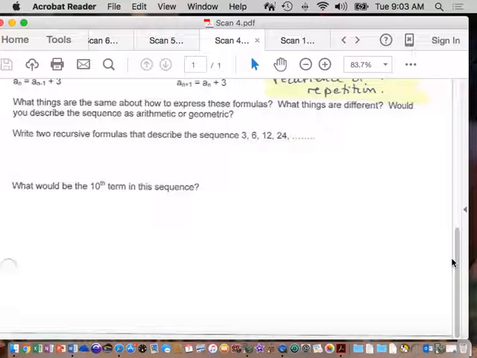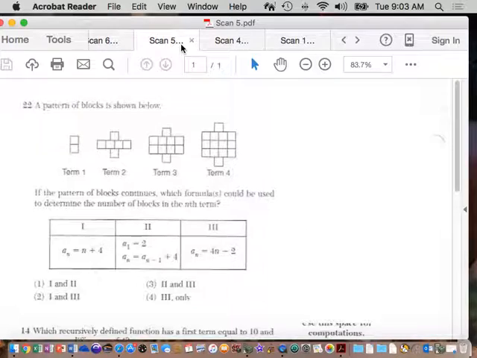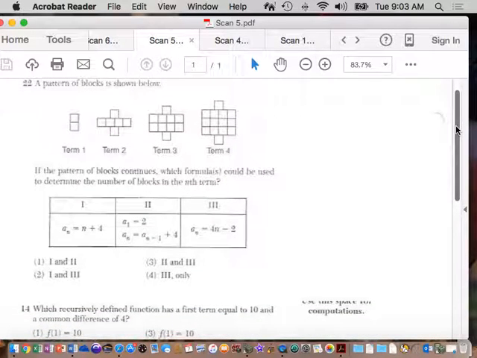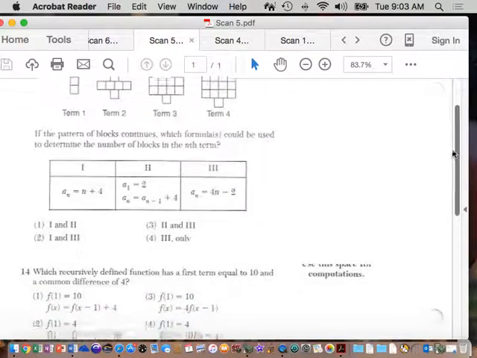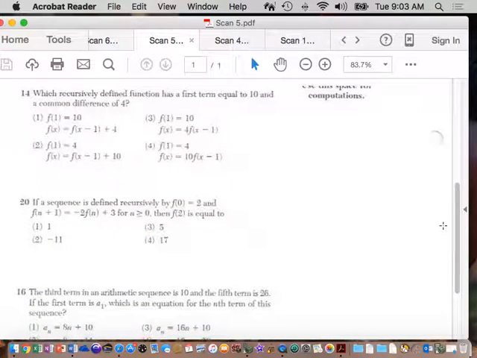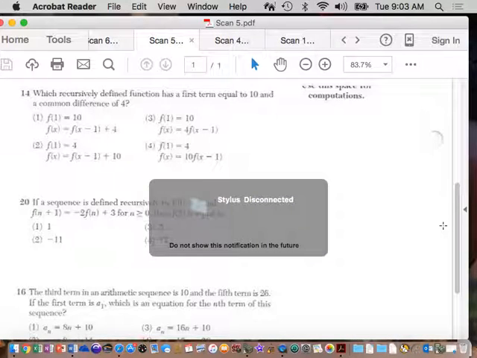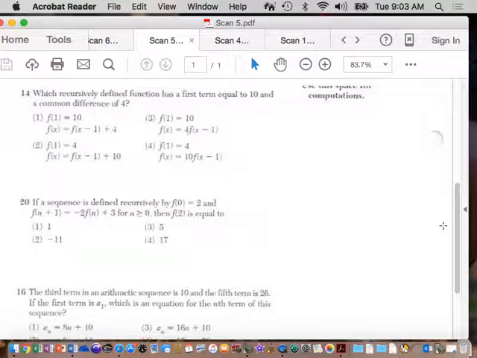And last but not least, try number 22. Actually, you know what? I'm going to go to 14. Try number 14, see what you get. If you begin with 10 and you have a common difference of 4, first term is 10, new term is previous term plus 4. Choice 1.